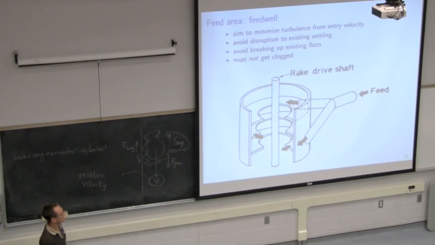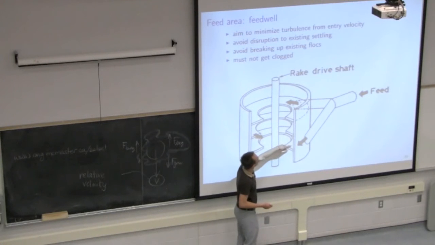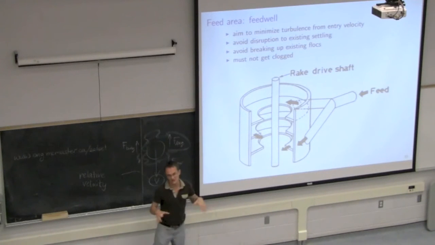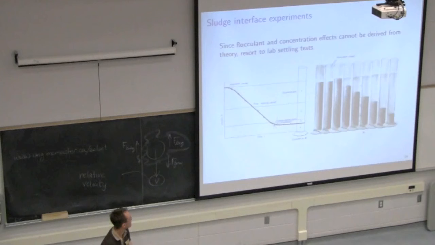But there are a number of other ways that one can feed the material into that sedimentation vessel. The key thing is you want to totally minimize any turbulence from your feed on the existing material that's in the sedimentation vessel. So you don't want to disrupt your existing sedimentation, and you don't want to break up any flocs that have formed already. So lab experiments are always used to design these units, based on the flocculant and on a representative sample of the material we're dealing with.